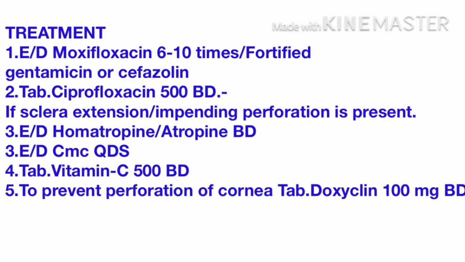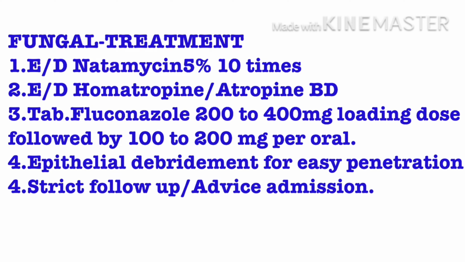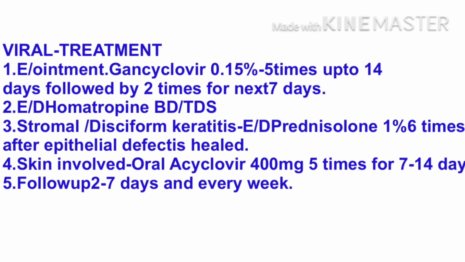If the diagnosis is fungal ulcer, the treatment will vary. We need to give the eye drop natamycin 5% almost 10 to 20 times based on the severity. Next, eye drop homatropine or atropine BD for cycloplegic action, and tablet fluconazole 200 to 400 mg loading dose followed by 100 to 200 mg per oral, or epithelial debridement to be done for easy penetration of the drug.